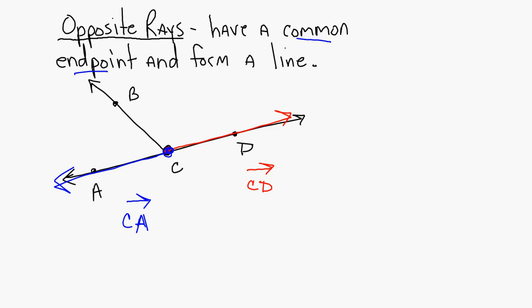Is ray CB an opposite ray of CA? They have the same endpoint, but they're not forming a straight line. They don't form a line. Very good. Ray CB and ray CA are not opposite rays. They do have a common endpoint, but they do not form a line. All right?